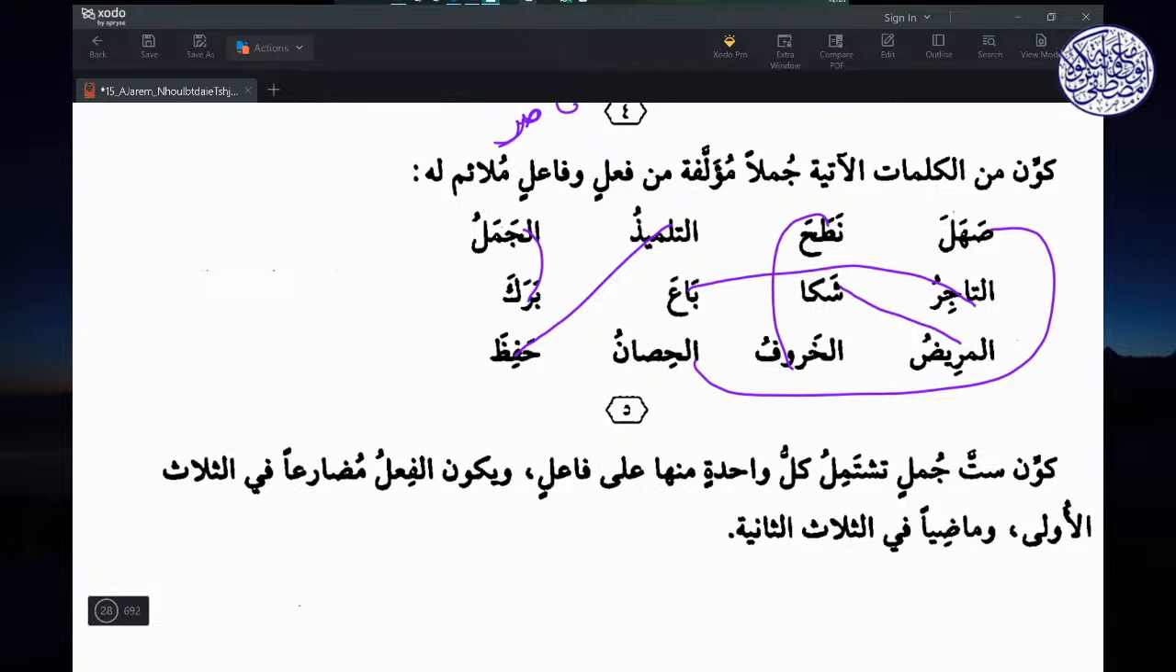Tayyib. We're just going to ask for one fil mudari and one fil madi. One madi, one mudari. Okay, we have here, the brother wrote Yadrusu at-tilmidu, and then he had Nataqa al-namlu. Nataqa, to speak, because the ant in the story of Suleiman spoke. Nataqa al-namlu, right?